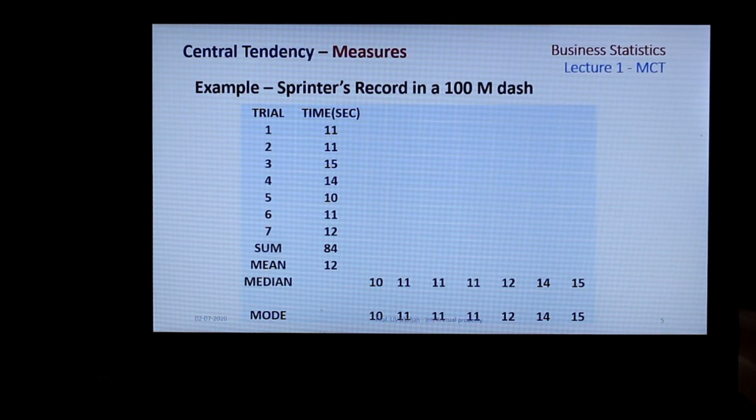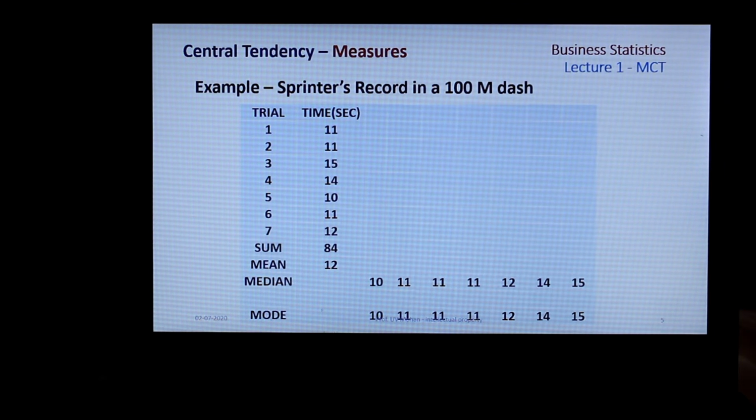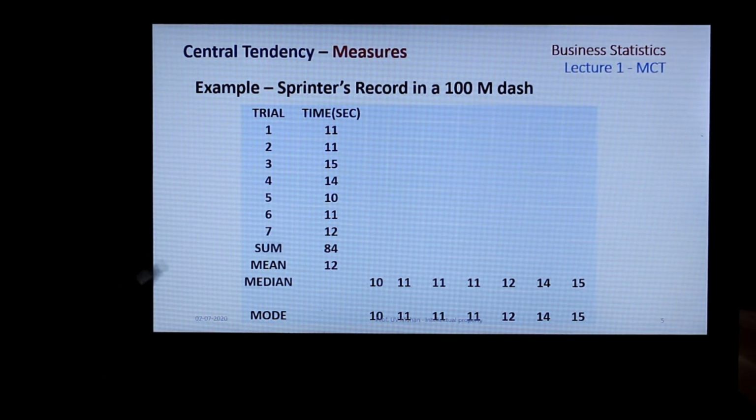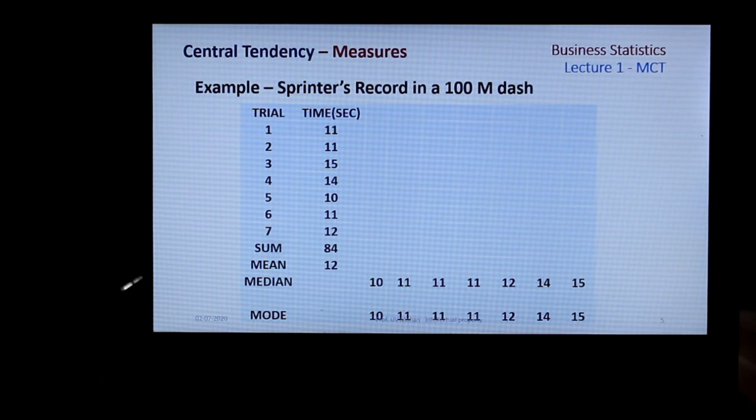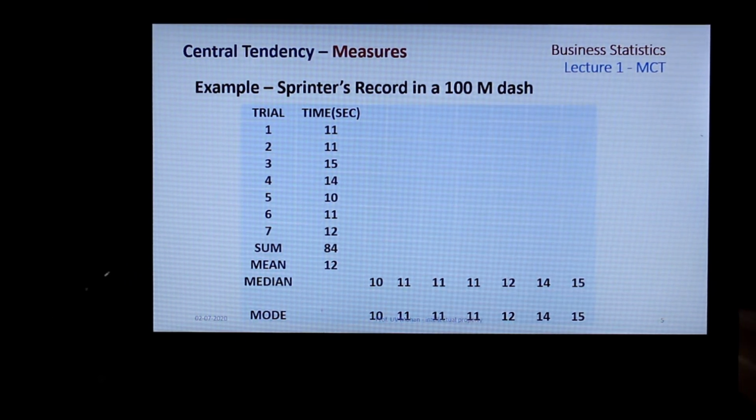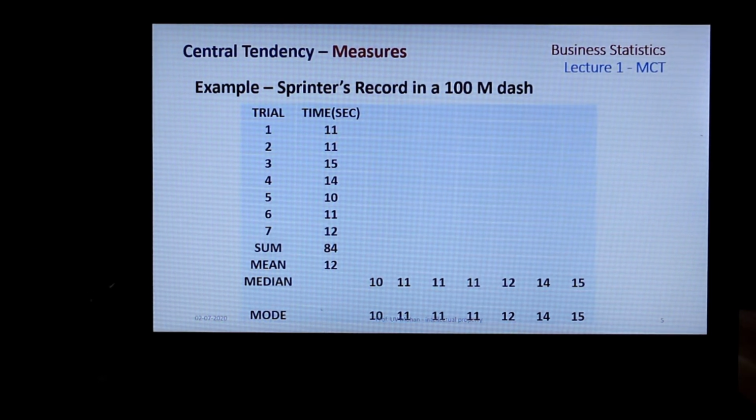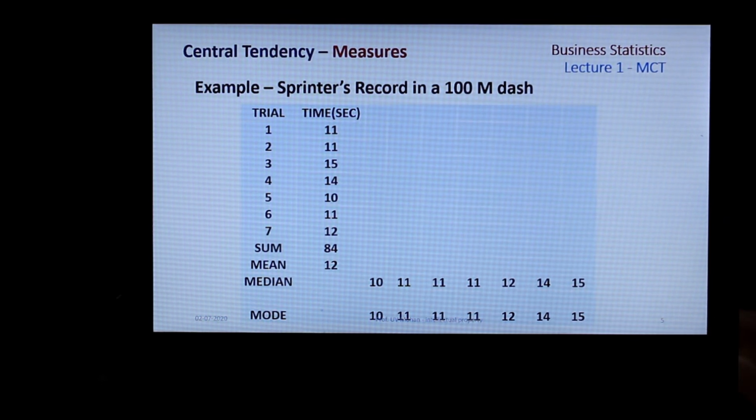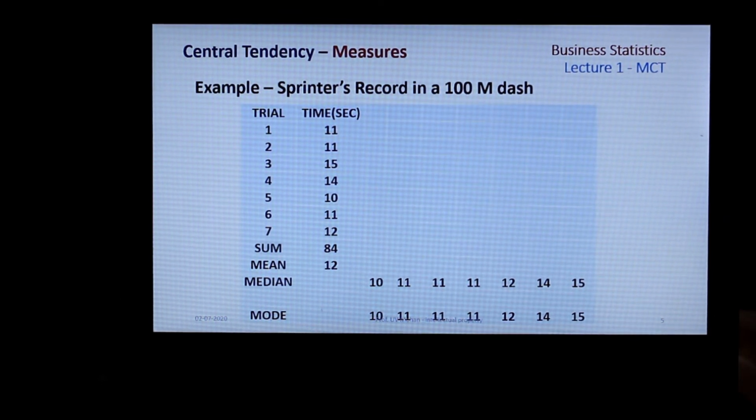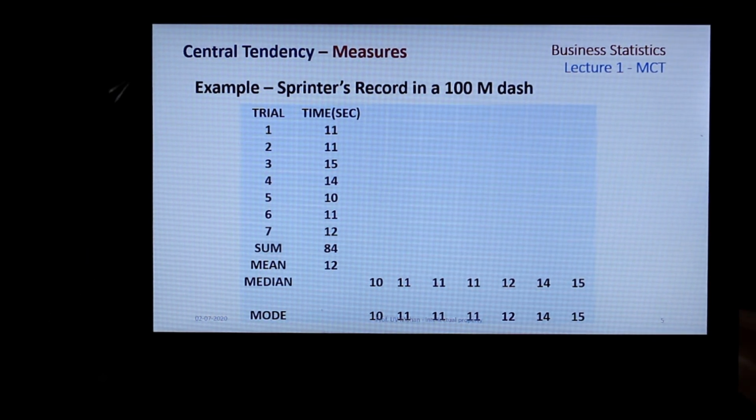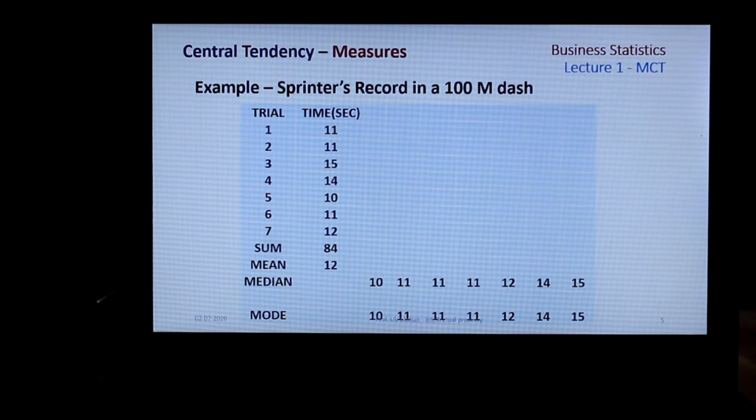This is an example. A sprinter records his 100-meter dash over 7 trials. We have represented the trials here and the time taken. In the first trial, he took 11 seconds to complete. In the second trial also 11 seconds. Third trial 15 seconds. Fourth trial 14 seconds. In the fifth trial he ran fast and completed in 10 seconds. The sixth is 11, and the seventh is 12 seconds. So he has been completing the 100-meter dash in several trials around these times.